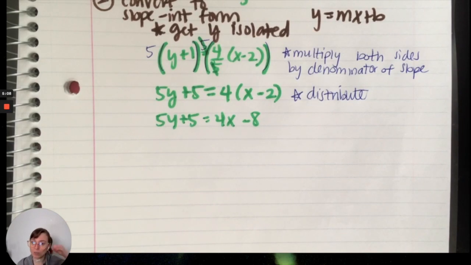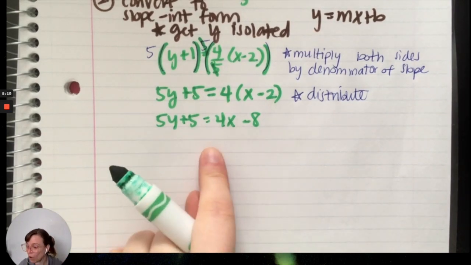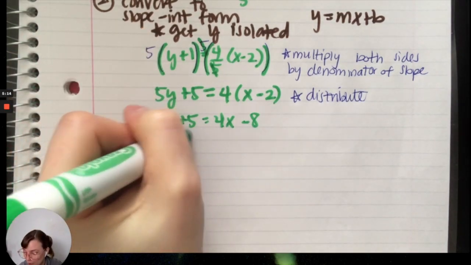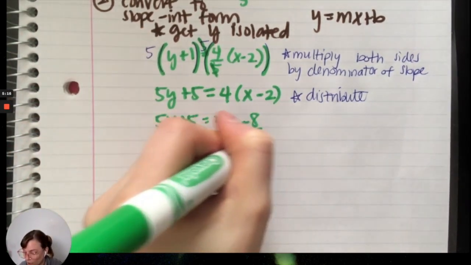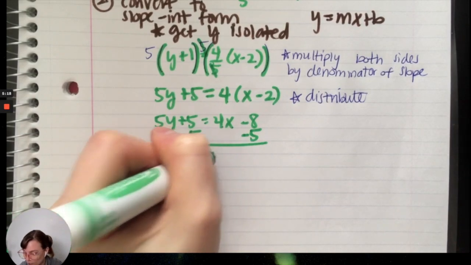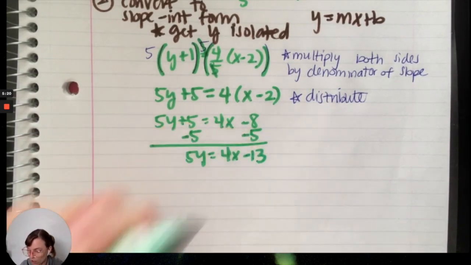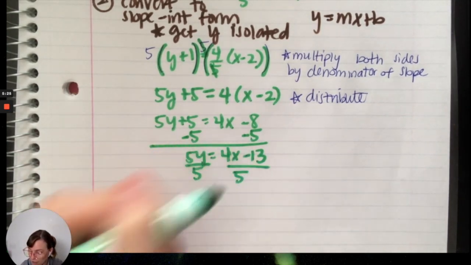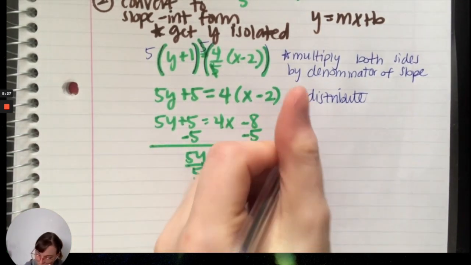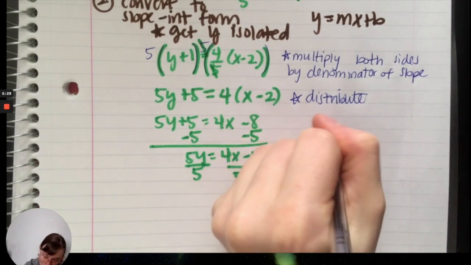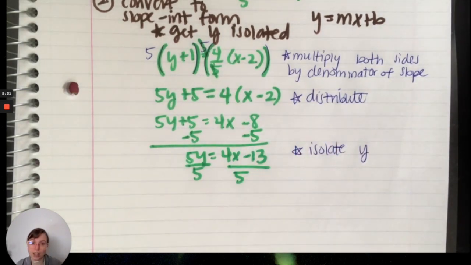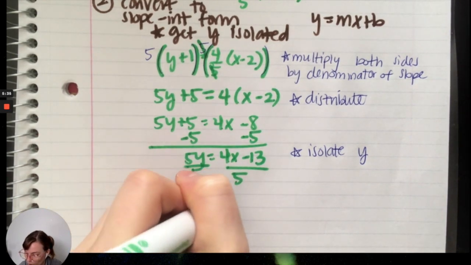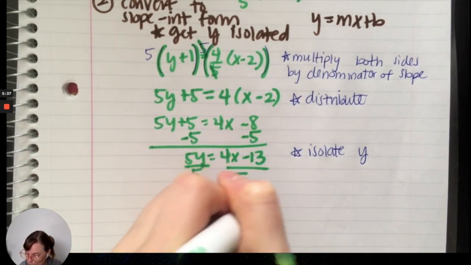How did I know to multiply by 5? Okay, and now remember our goal is to get the y isolated. So I'm going to be moving or undoing that addition of a constant. Okay, so I moved the constant, and now I'm going to divide by 5. Okay, so all of this is to isolate y. I'm getting that y all by itself. I'm going to end up with y equals 4/5 x minus 13/5.